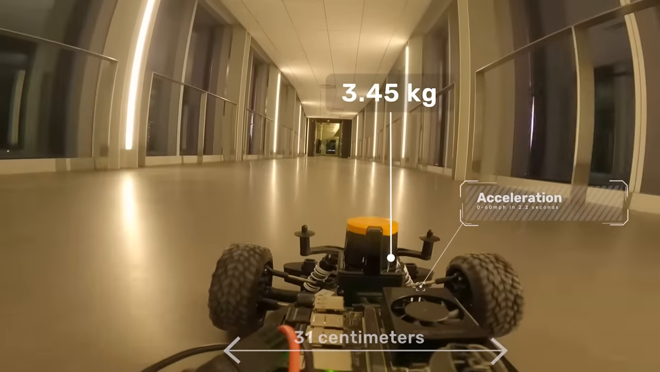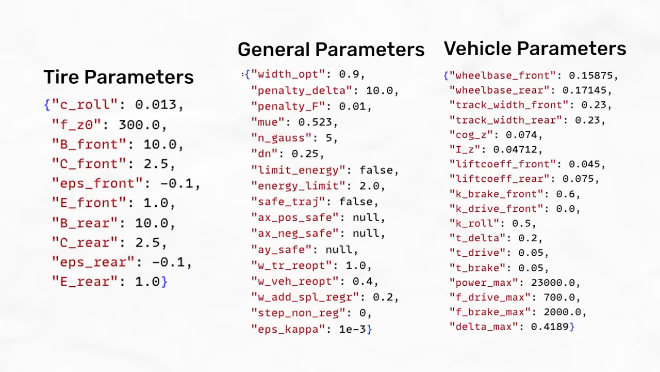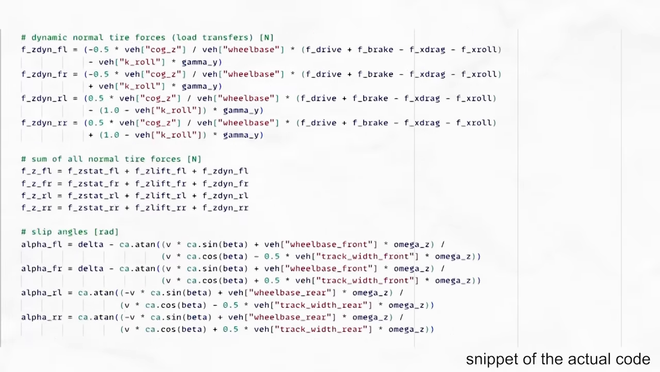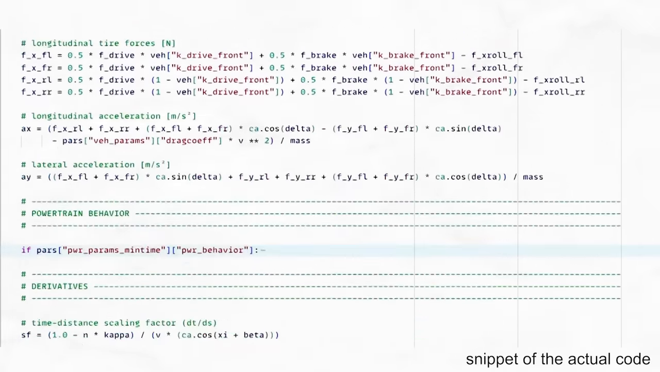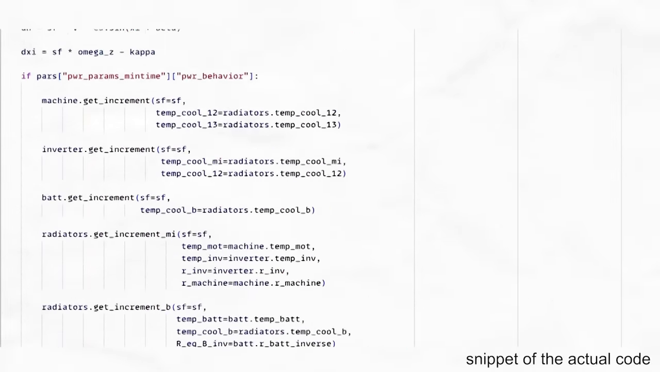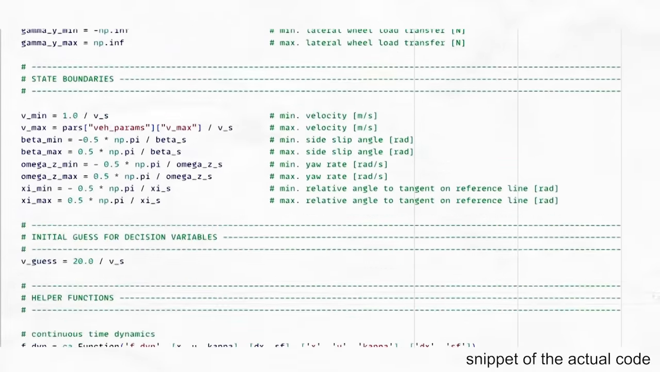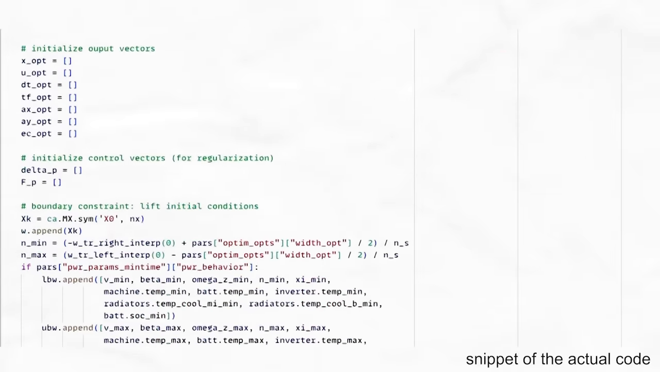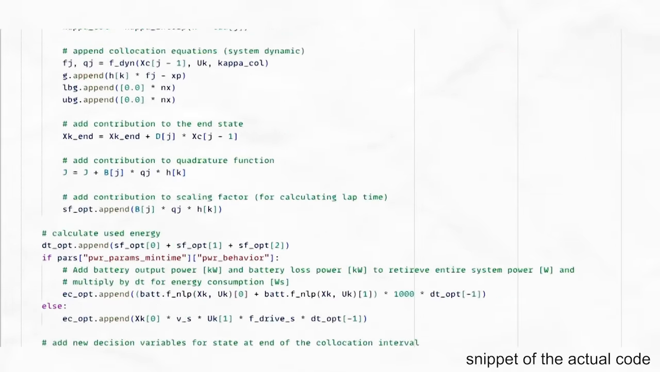So with constrained optimization, we use a solver that takes in all of these constraints, translates them into systems of equations, and then tries to minimize lap time while satisfying all of these constraints. And this is much faster than brute forcing because we're limiting the search space with all of these constraints. Of course, I've oversimplified a lot, but you can take a look at the code in the description. Now, there's one more thing.